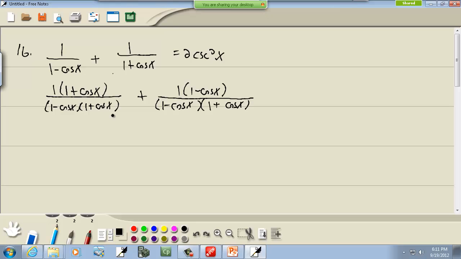Well, they have the same denominator, so I'm going to merge together the two fractions. So we got 1 minus cosine times 1 plus cosine. On the top part, the cosine and a negative cosine cancel, and 1 plus 1 gives us 2. Well, if I multiply these together, they're conjugates. Multiply the first parts together, 1 times 1 is 1. Negative cosine times cosine gives us negative cosine squared.